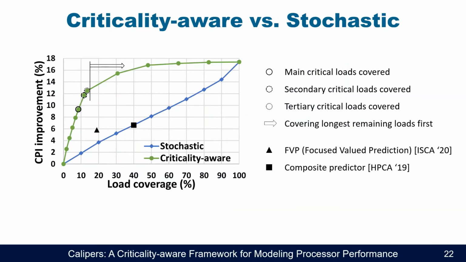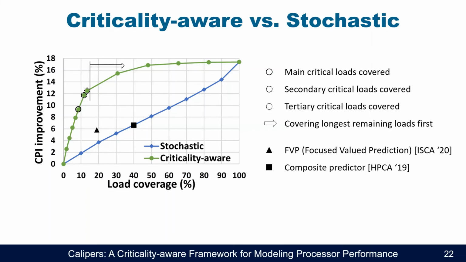We can see the performance improvement of the two approaches at different fractions of covered loads in this chart. In the criticality-unaware approach, as more loads are chosen randomly and value predicted, the performance improves almost proportionately. In the criticality-aware approach, the main, secondary, and tertiary critical loads are value predicted first, and the remaining loads are covered based on their latency. As we can see, this approach achieves most of the possible performance improvement at lower load coverage.